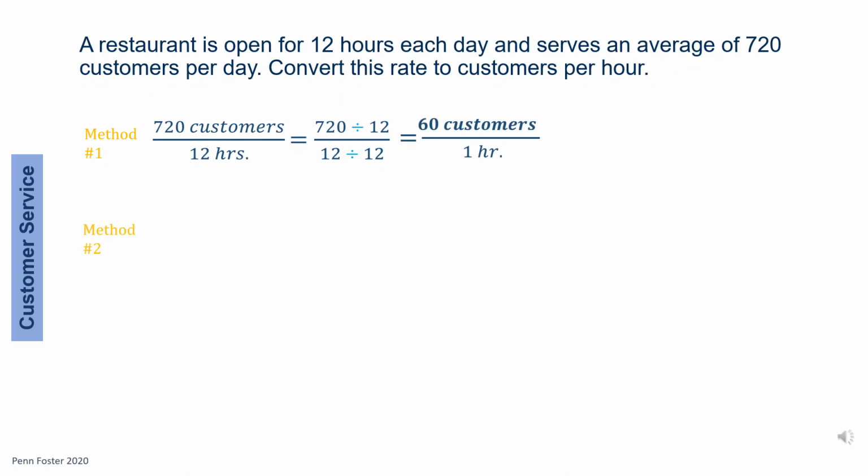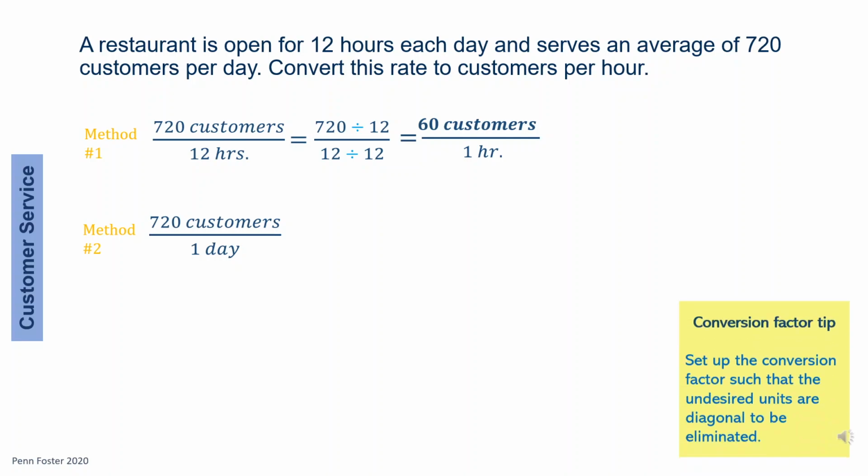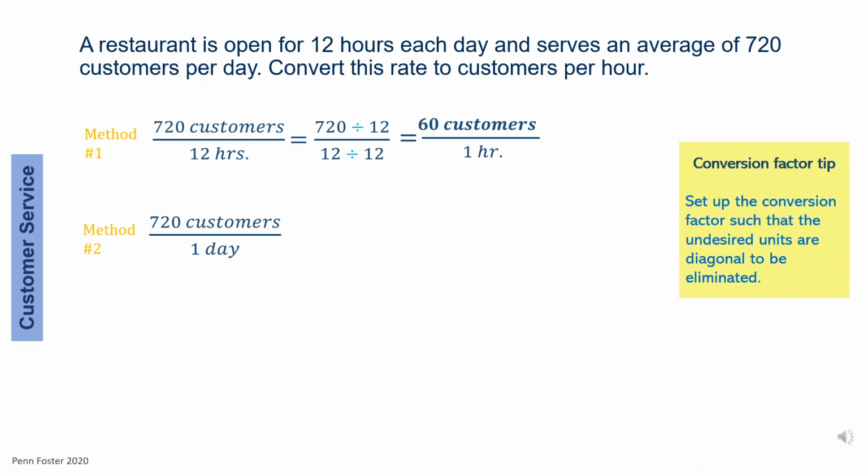Another way to look at this rate is to recognize that 12 hours to this restaurant is equivalent to 1 day, which leads to using the conversion factor as 1 day per 12 hours. Multiply the given rate times the conversion factor. Note that the conversion factor was set up this way to make the undesired time units align diagonally, so they end up canceling each other.